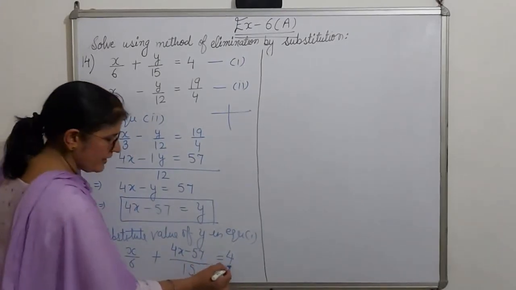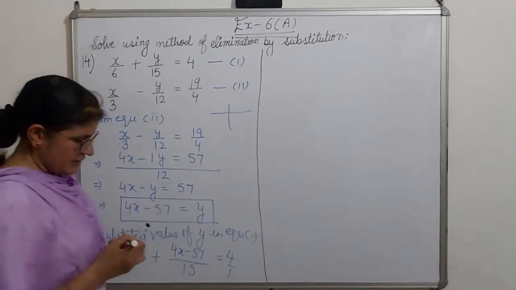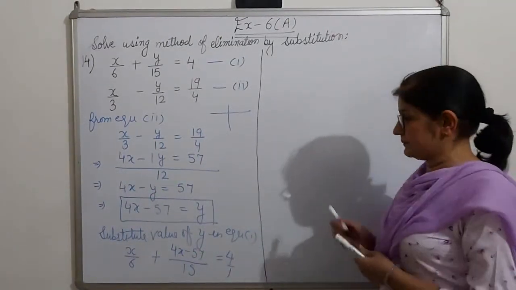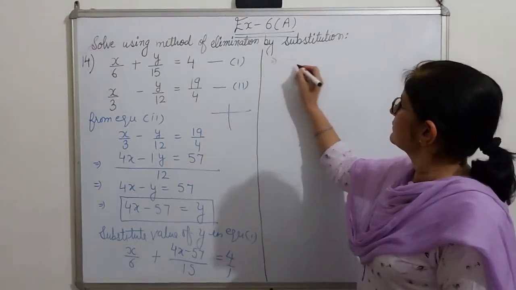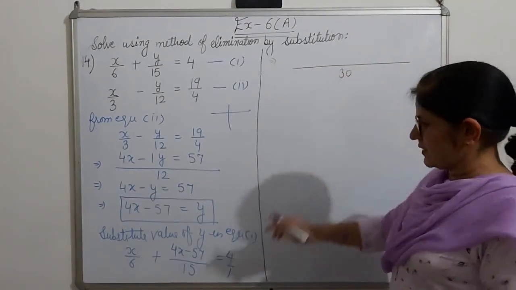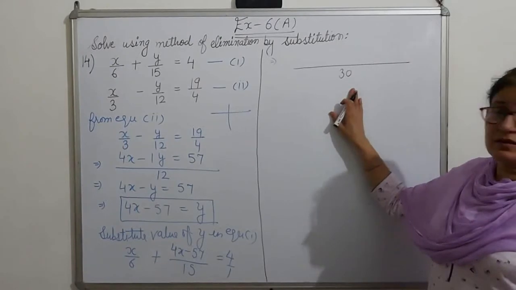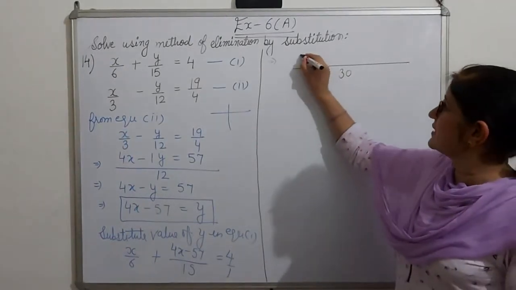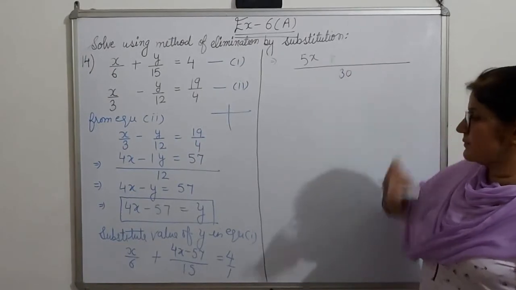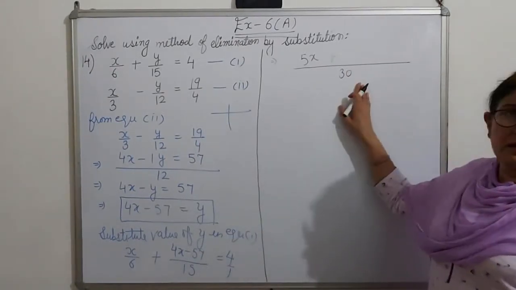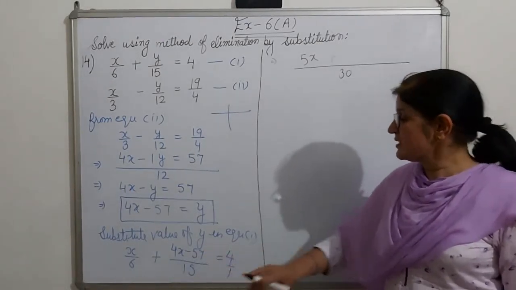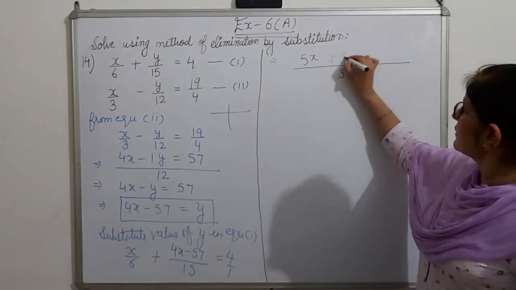Now again we have to take the LCM of 15 and 6. What will be the LCM? The LCM will be 30. 6 fives are 30, so 5 gets multiplied with x: 5x. Plus 15 twos are 30, so 2 will get multiplied with 4x minus 57.